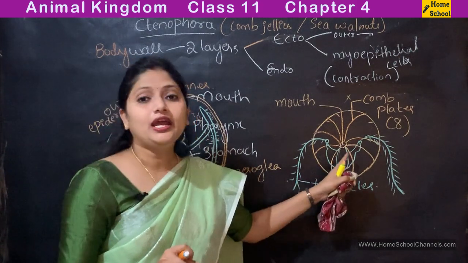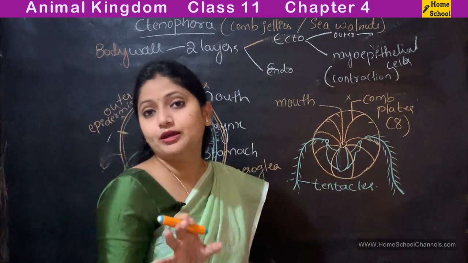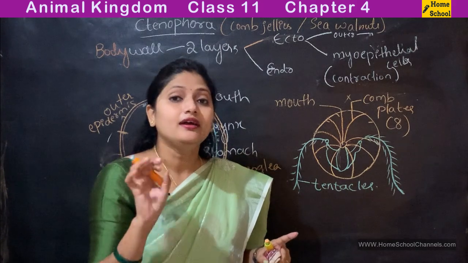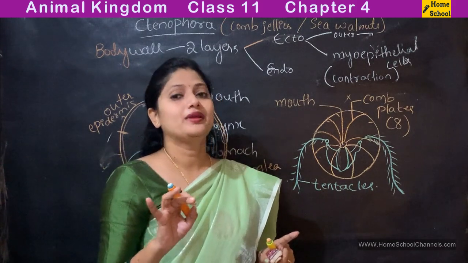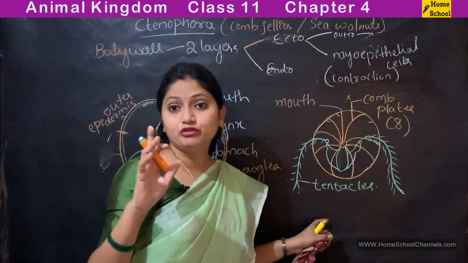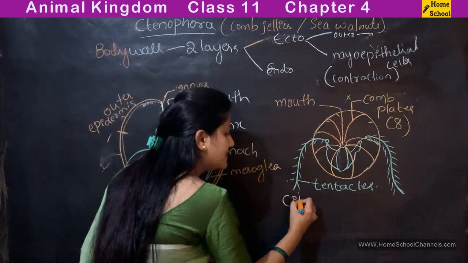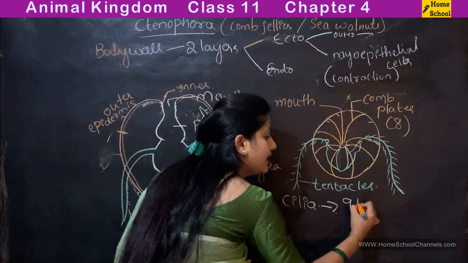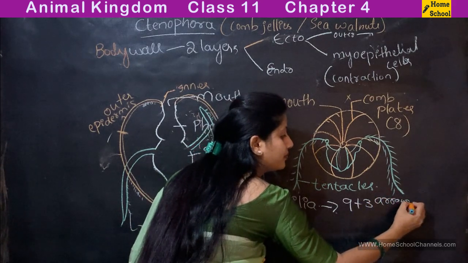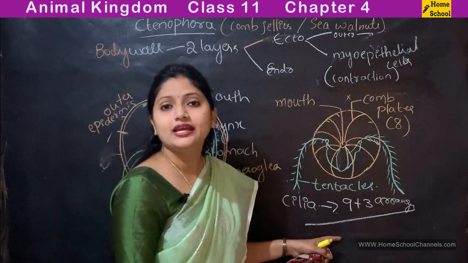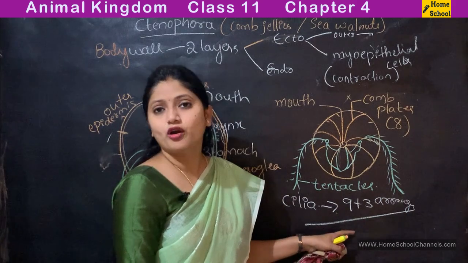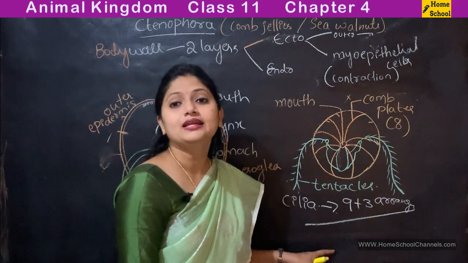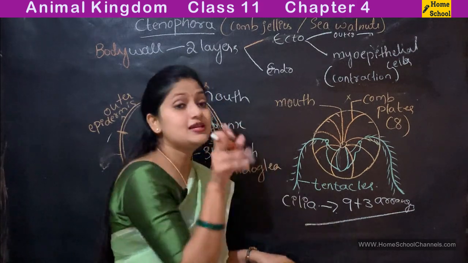So, totally there are 8 comb plates which have cilia on them. These comb plates also get attached to the outer layer and they have cilia present on them, and those cilia also help in the locomotion. And the arrangement, you have to remember this, very important. The cilia which are present on the members of Ctenophora have a 9+3 arrangement. When we study cilia in detail in the coming parts, you will understand what the 9+3 arrangement is. As of now, just remember that the members of Ctenophora have the cilia in 9+3 arrangement. Alright. So, this is about the ectoderm.